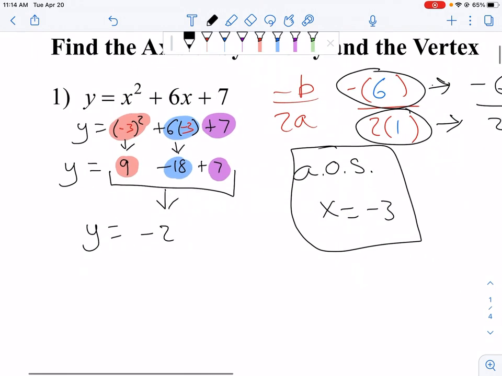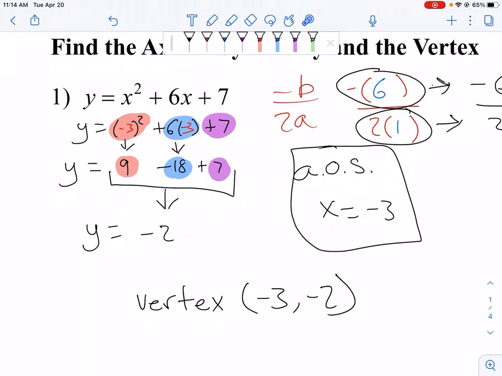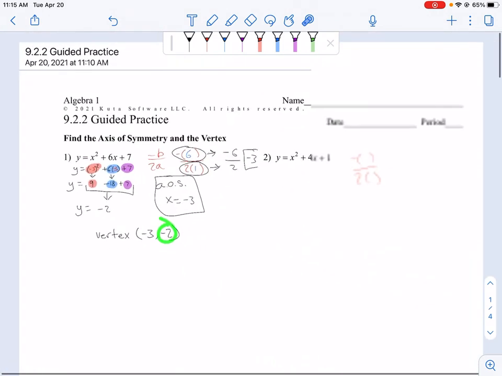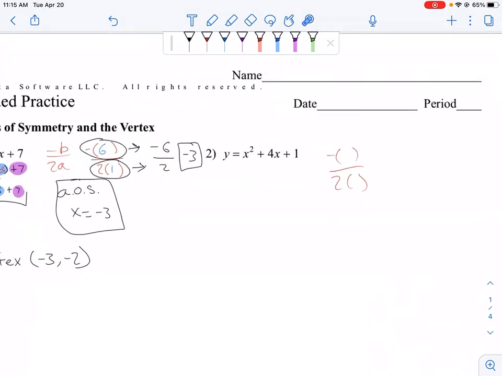And then we're going to write our answer. Our vertex is a point, so it's an xy point. Our vertex is the x coordinate, negative 3, and the y coordinate, negative 2. And what that means is when we plugged in a negative 3 for x and solved it, we got out a negative 2. So when I plug in a negative 3, I get out a negative 2 for that function.